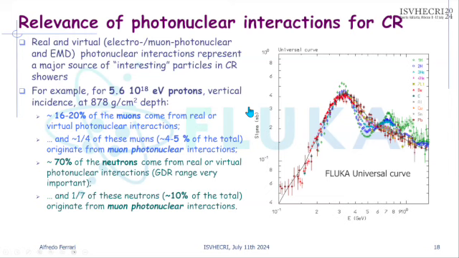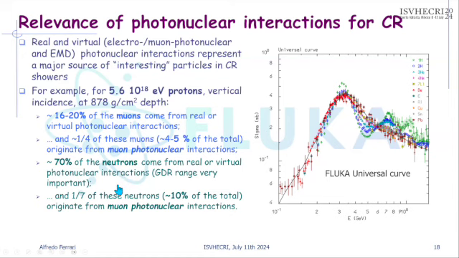So why are photonuclear interactions important for cosmic ray cascades? Because, for example, in our calculation for protons of energy of the order of 5 times 10^18 eV, roughly between 16 and 20% of the muons come from real or virtual photonuclear interactions. 16 if we use Sibyll, 20 if we use less pion-rich, say more muon-rich codes. One quarter of these muons, which is surprising, originate from muon photonuclear interactions. I mean, from pions and kaons producing muon photonuclear interactions.